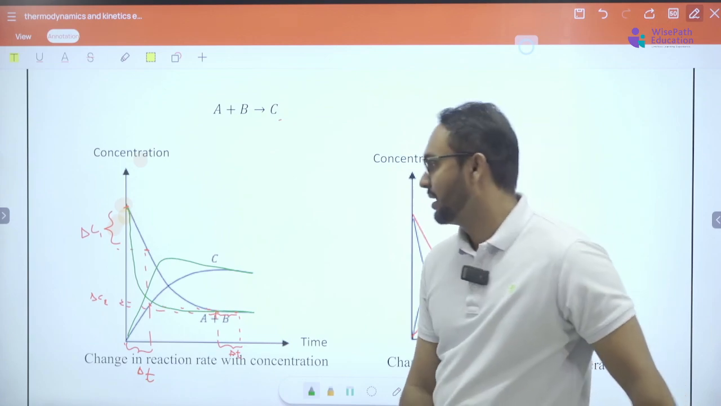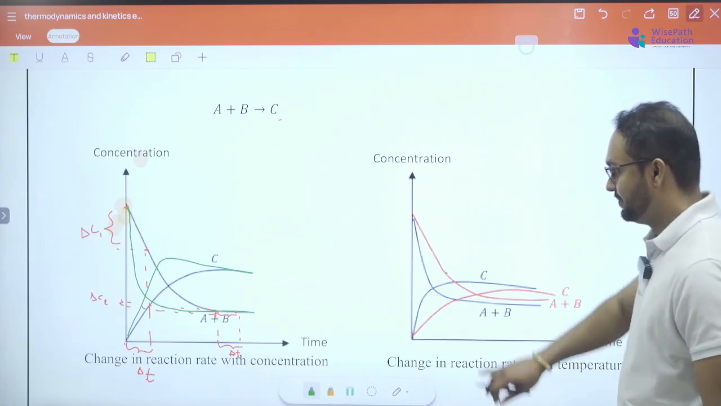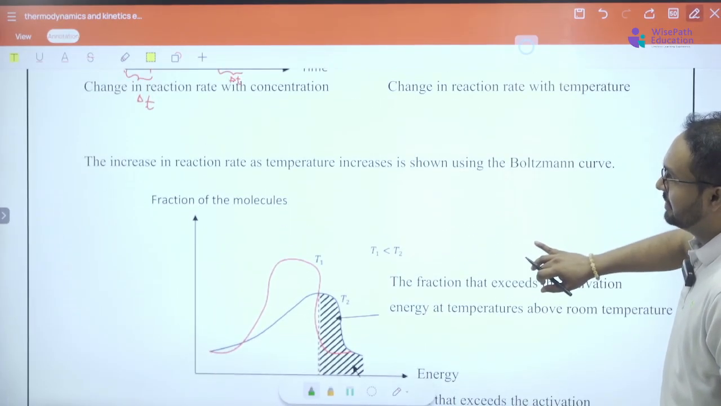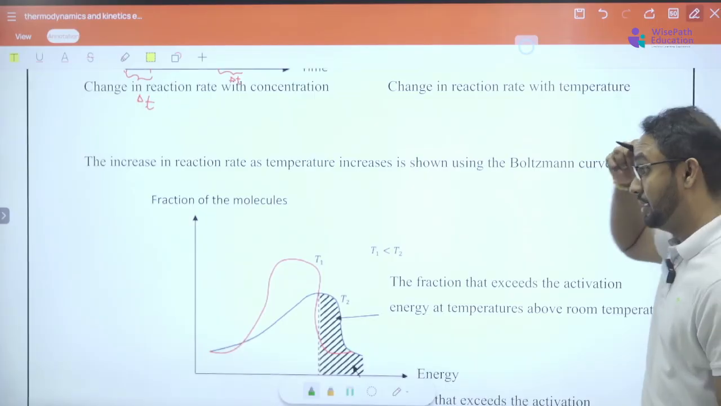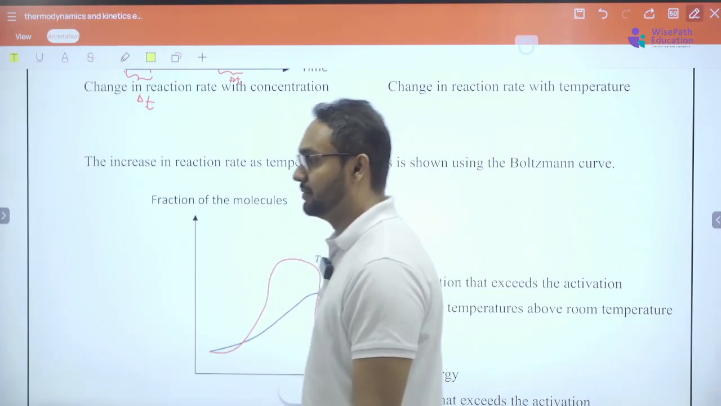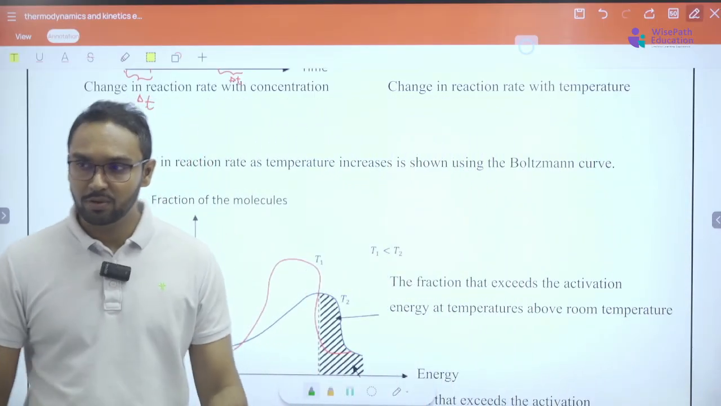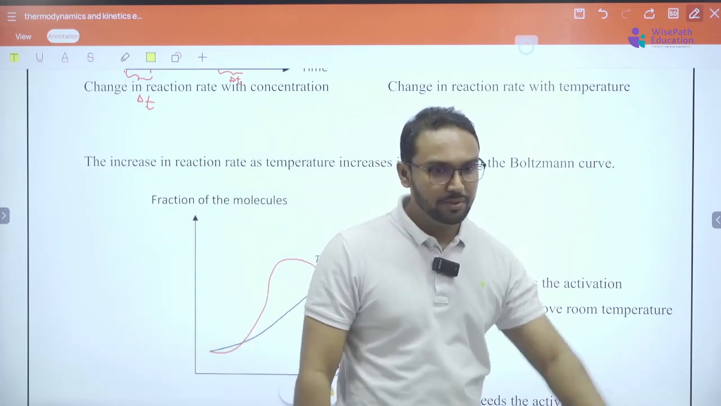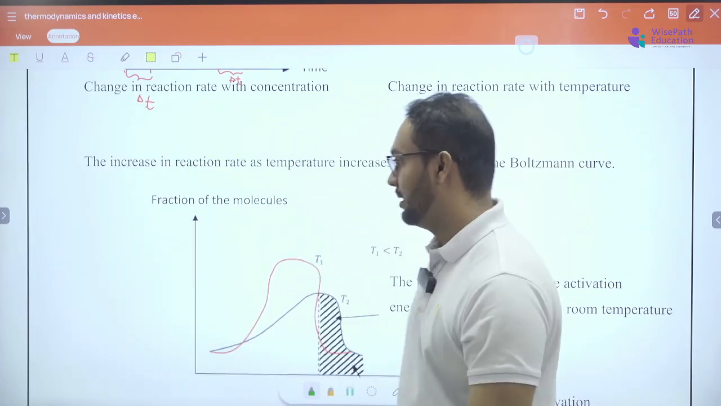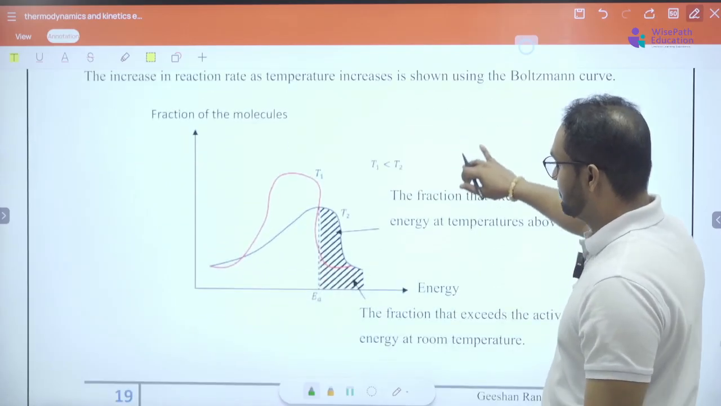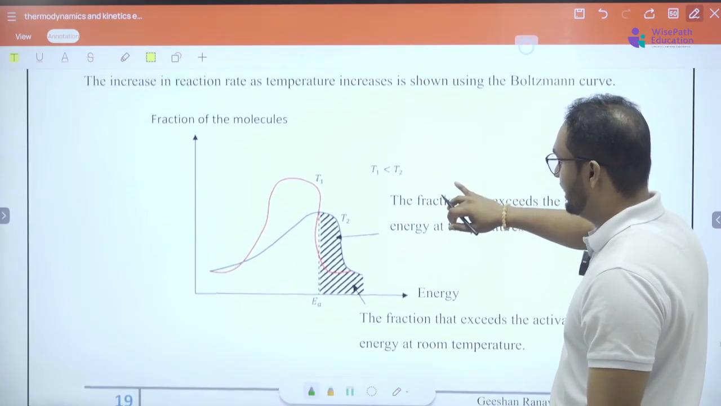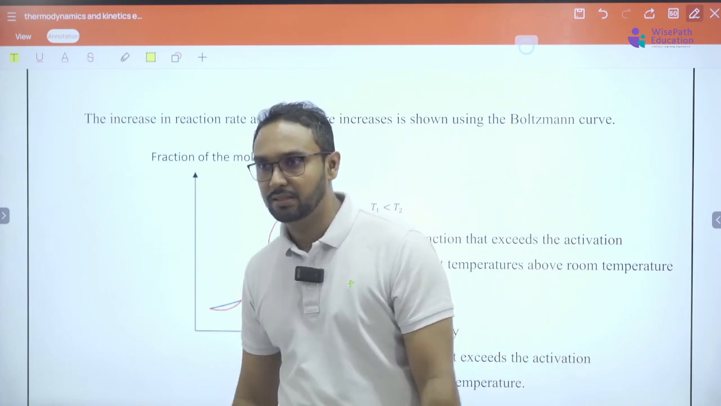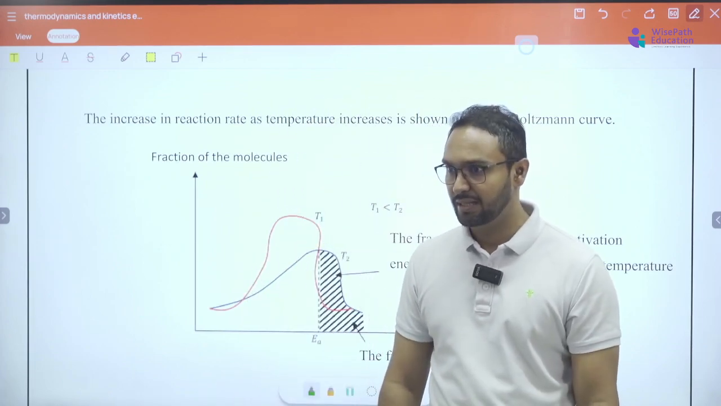Right, so that's the graph. Now come to this one. This is what you call the Boltzmann curve, right? The Boltzmann curve is something about the distribution of any integers in a sample. The distribution of the integers in a sample.